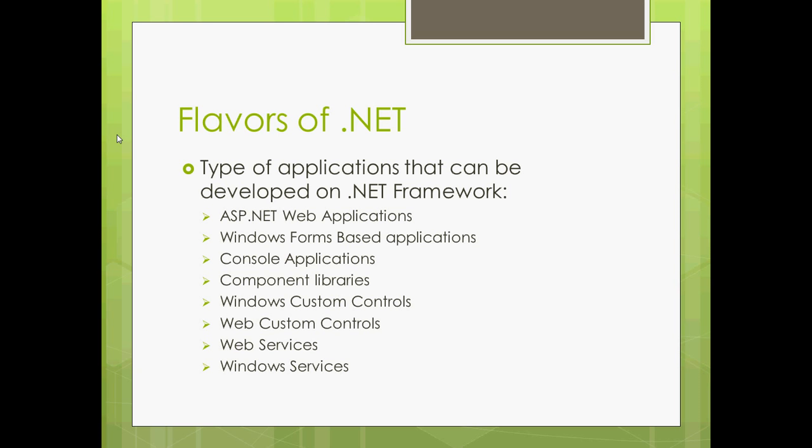Then you have component libraries. Component libraries typically encapsulate a specific functionality or some business logic. Next you have Windows custom controls. You might have heard of traditional ActiveX controls. Now, using .NET you can develop your own Windows controls as well, and the same applies to web custom controls as well. This is basically used for code reuse and modularization. If you have developed your own custom control, you can reuse it elsewhere.